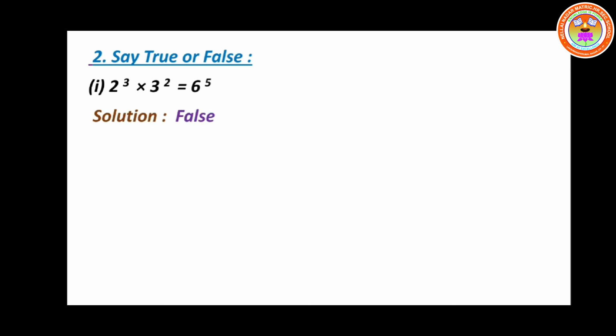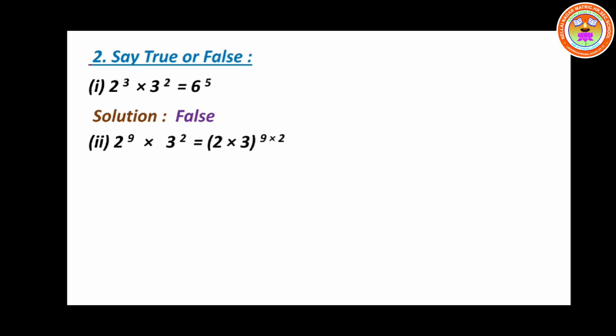Okay, now let us move on to the true or false. Say true or false: 2 power 3 into 3 power 2 is equal to 6 power 5. Is it true or false, children? Yes, it is false, because the bases are not the same, so you can't add the powers. So it is false.